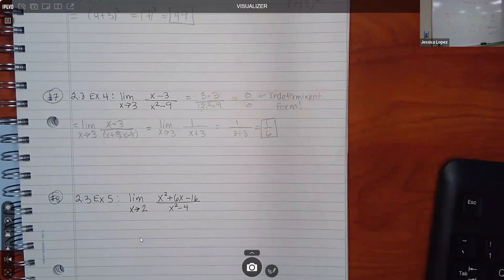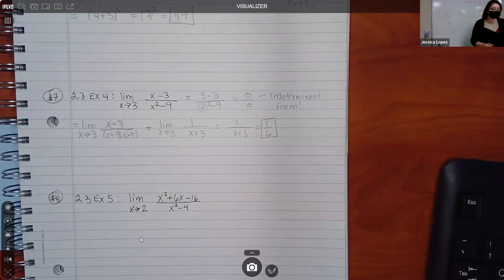I would have to simplify this expression somehow so that I could plug in. So I factored the denominator into x plus 3 times x minus 3. That caused this factor and this factor to reduce, leaving 1 on top and x plus 3 on the bottom. Now I try to plug in, and I ended up with that answer.